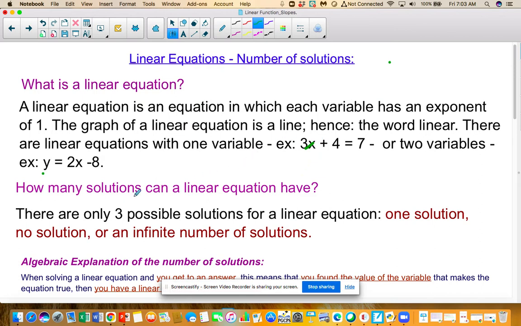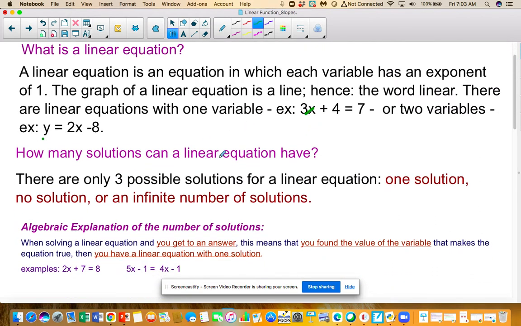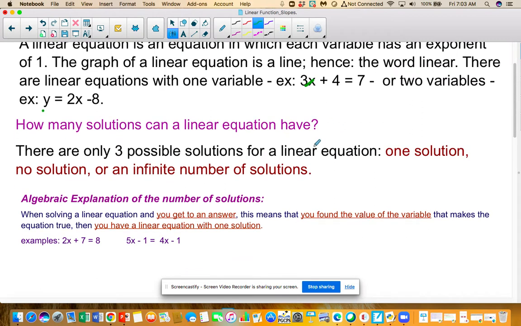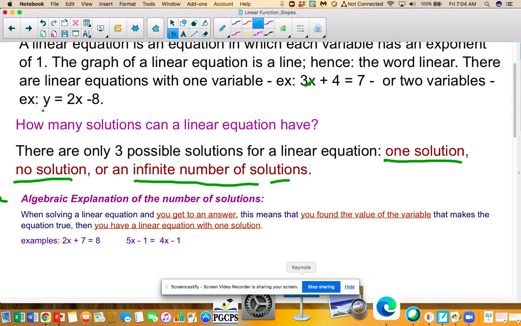So let's move forward. How many solutions can a linear equation have? This is the question that we are trying to answer in this video. Just note that there are only three possible outcomes for any linear equation that we are solving. A linear equation can either have one solution, no solution, or infinitely many solutions, right? Those are the only three possibilities when we are solving a linear equation.